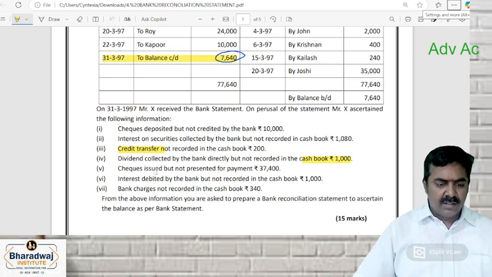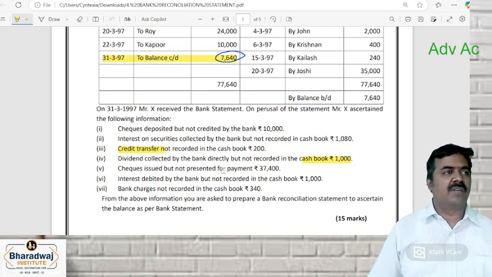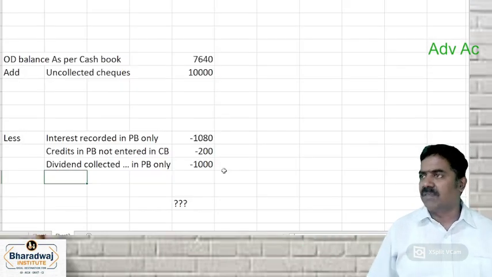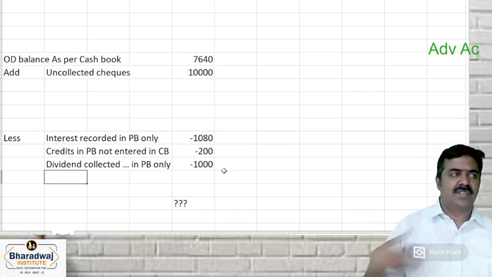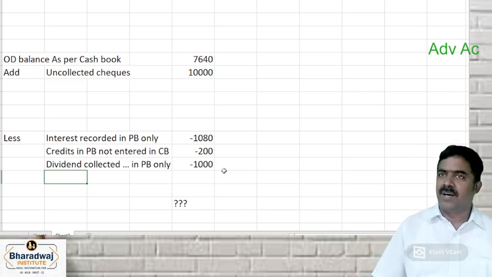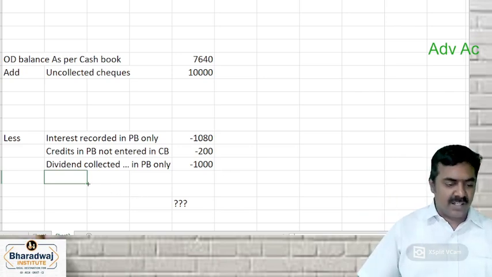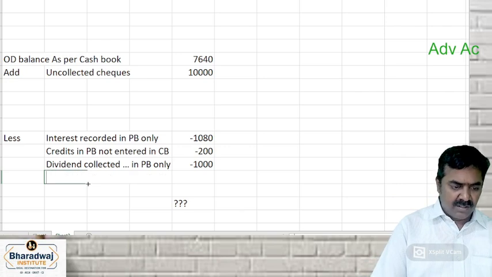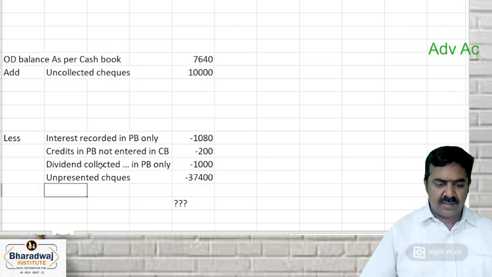Then checks issued but not presented for payment. While issuing the check, what we would have done? We would have deducted. Bank deduct பண்ணிருக்கானா? இல்ல. அப்ப என்ன பண்ணணும்? நாம deduct பண்ணி வச்சிருக்கோம். Banker deduct பண்ணல. We should what we should do? Add it. But OD starting painale we would reduce. This is called as unpresented checks. Checks issued but not presented for payment. That's called as unpresented checks. 37,400.